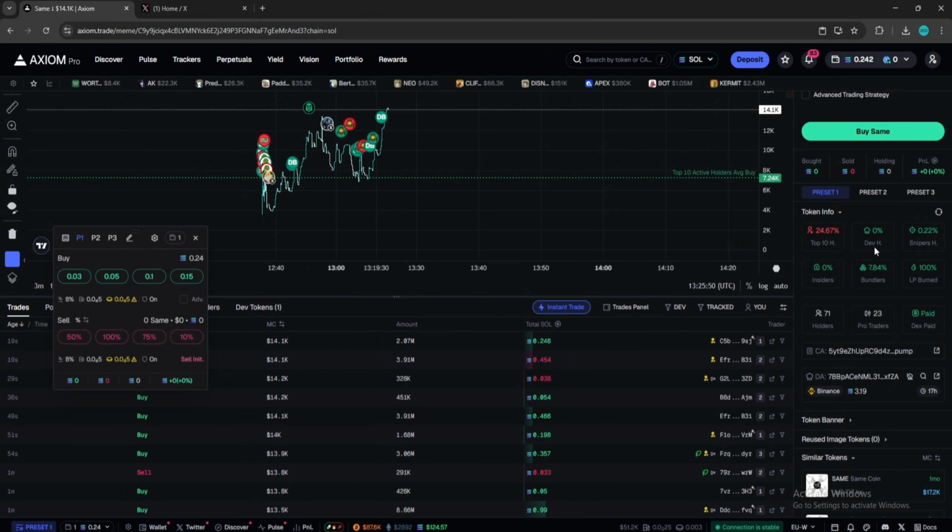Dev holding percentage. This could be a little bit misleading, because devs could have second wallets and stuff. So you don't really need to look at this too much.